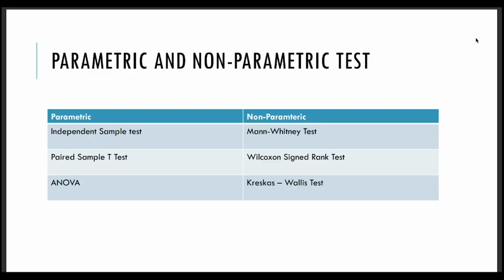Which means instead of independent sample t-test, you need to use the Mann-Whitney test. Instead of paired sample t-test, we need to use the Wilcoxon Signed-Rank test. Instead of ANOVA, we need to use the Kruskal-Wallis test. And if your sample is somewhere between 30 and 385, then we need to check the normality.